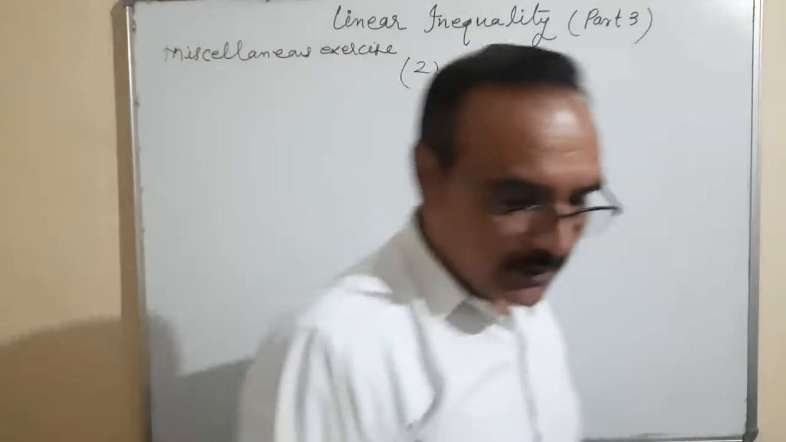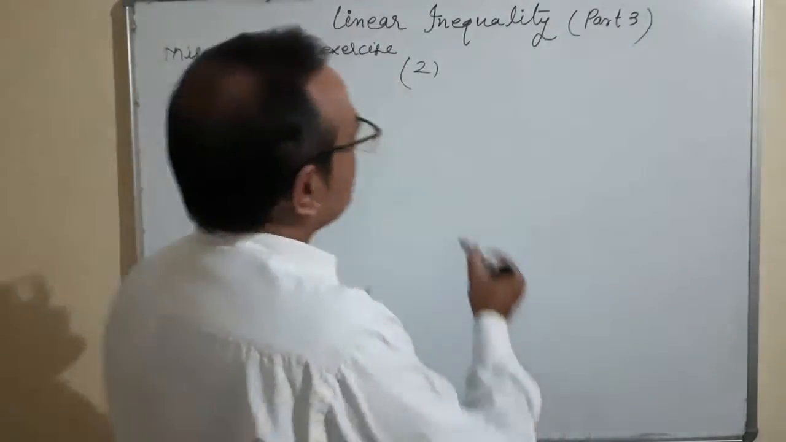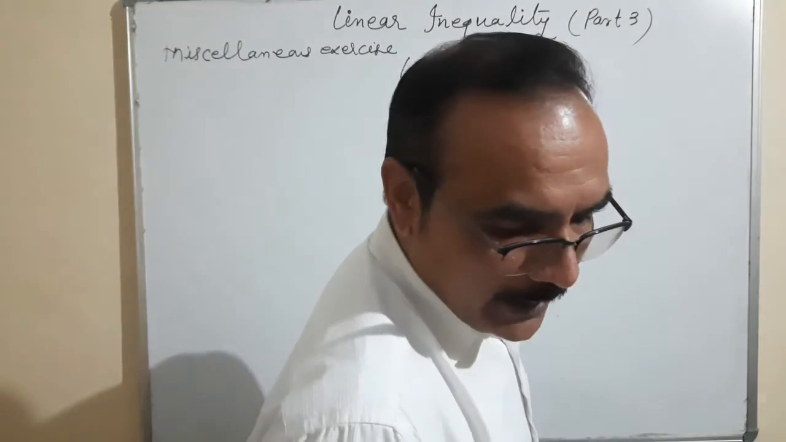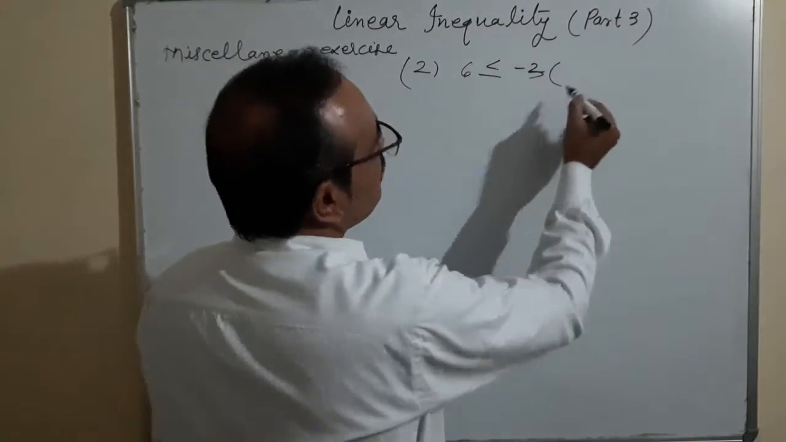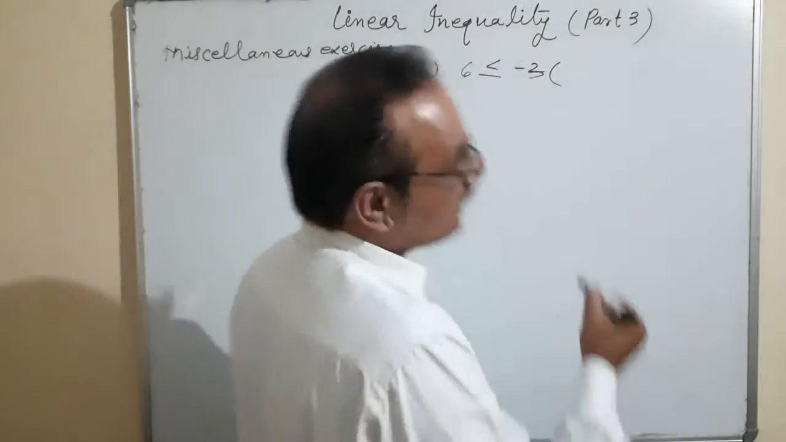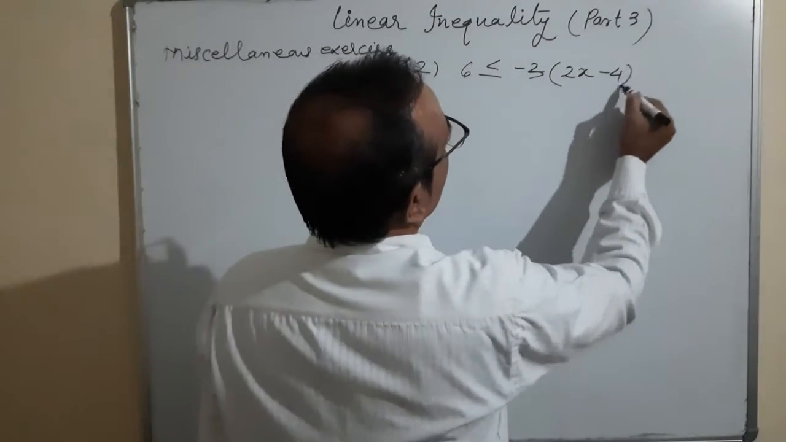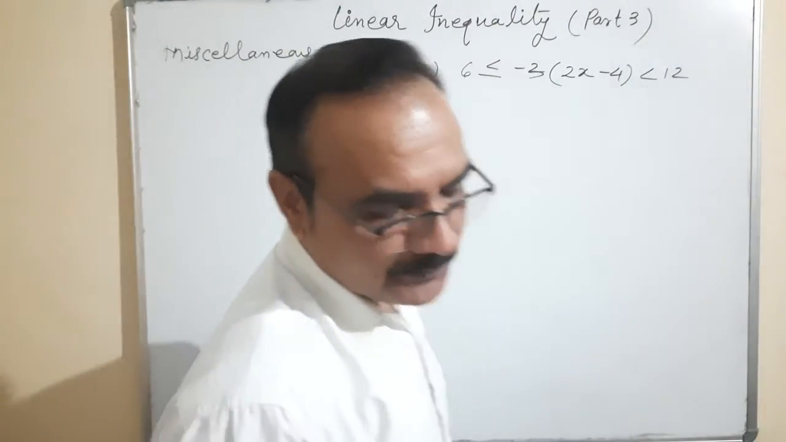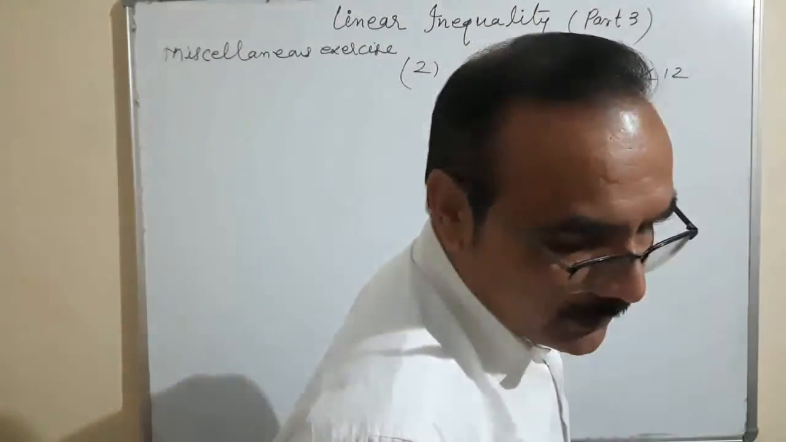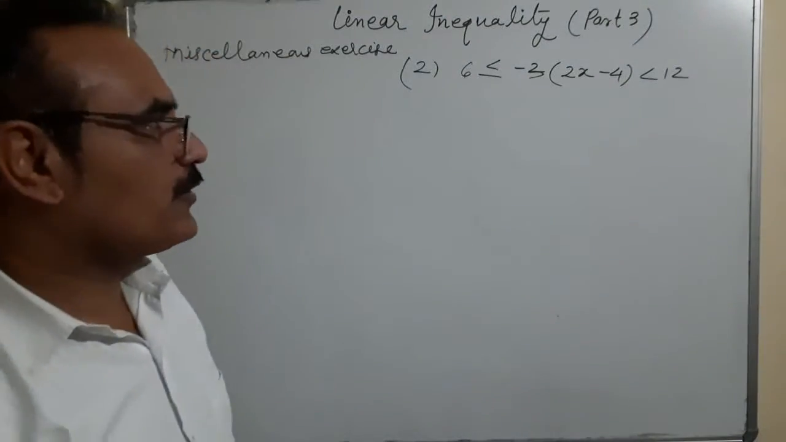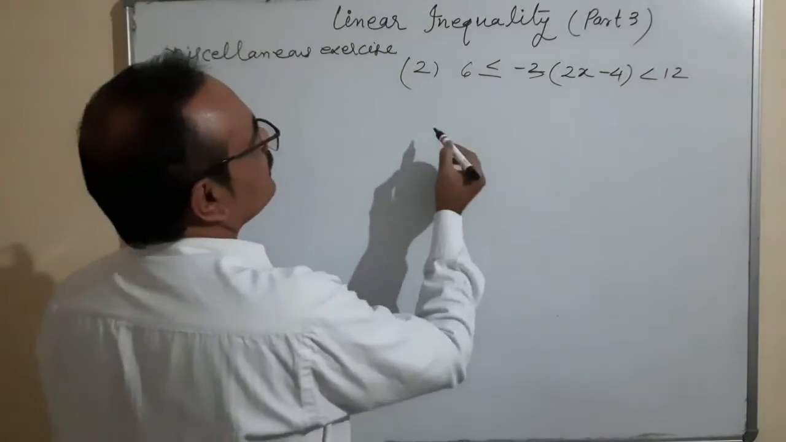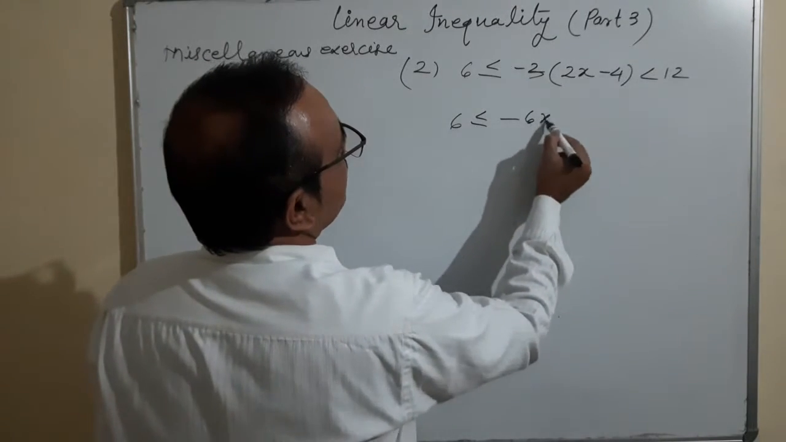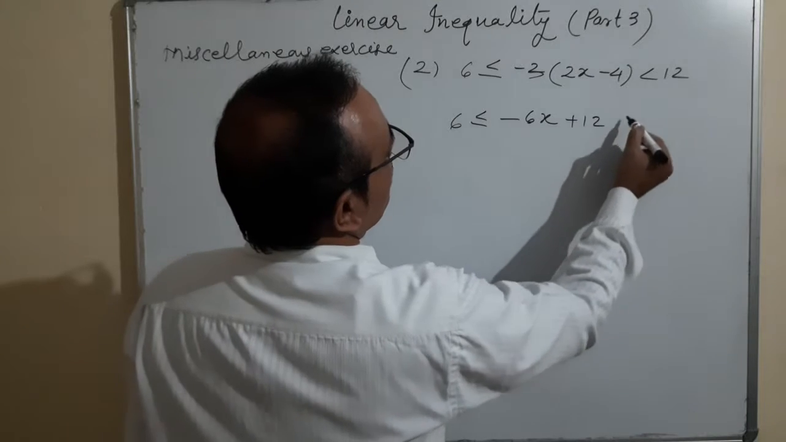Solve the inequalities: 6 is less than or equal to minus 3 times (2x minus 4), which is less than 12. You are finding the range of x. Solve it. Minus 3 multiplied by 2x is minus 6x, plus 12, less than 12.